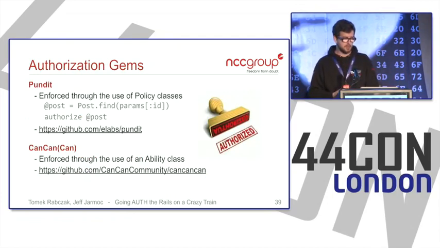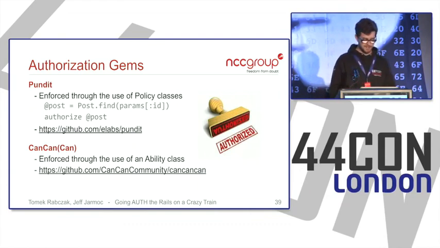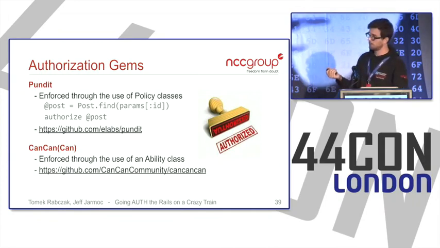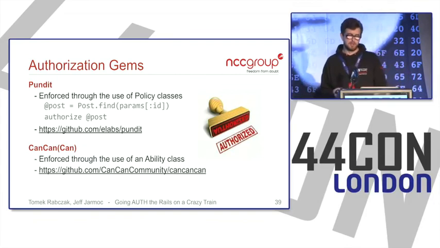So for the authorization gems, two of the most popular are Pundit and CanCan, formerly CanCan. CanCan is more for the 3.2 branch of Rails, whereas CanCanCan is for version 4 and up. They work pretty similarly. For Pundit here, we're looking up a post object, and then we're calling authorize on that post object. And these are defined in policy classes. CanCan does something very similar through the use of ability classes.